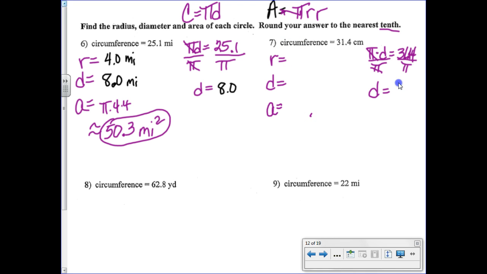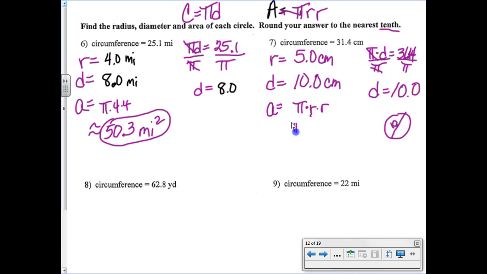So you end up with a diameter when you round it to the tenths place of 10. Okay, or 10.0 centimeters. The diameter, if you need to draw a picture, remember diameter goes all the way across. That's 10. That means my radius is 5 centimeters. To find the area, I take pi times the radius times the radius. So I'm going to take pi times 5 times 5.